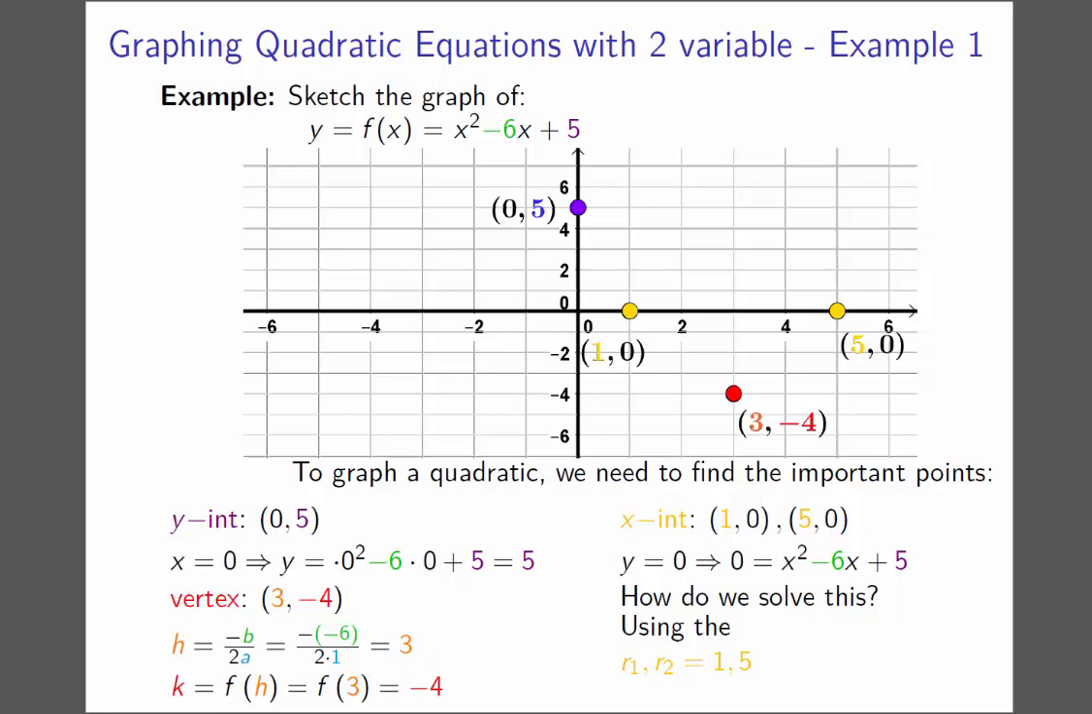It's helpful to remember that our graph is symmetric through our line of symmetry at x equals 3. So if we can graph one side, then we can reflect it and graph the other side as well, giving us the graph of y equals x squared minus 6x plus 5.